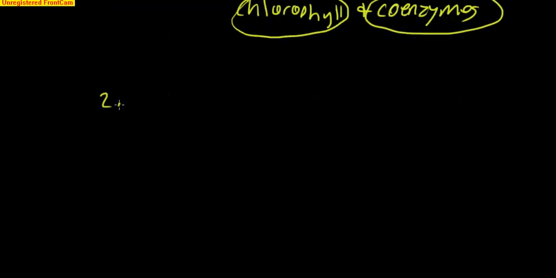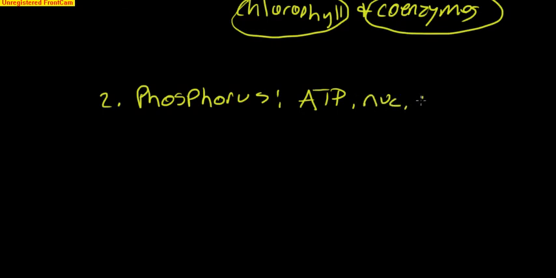Number two, we have phosphorus. Now, phosphorus is used in the formation of ATP, nucleic acids again, some fats, and coenzymes. So, a little bit less important, but still very important.